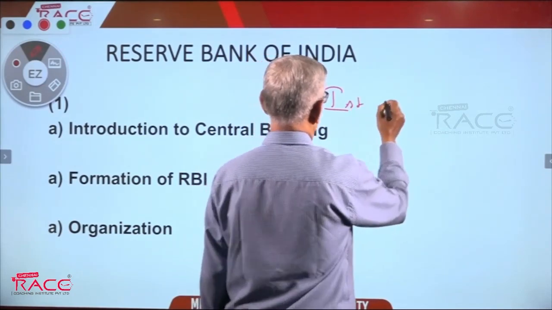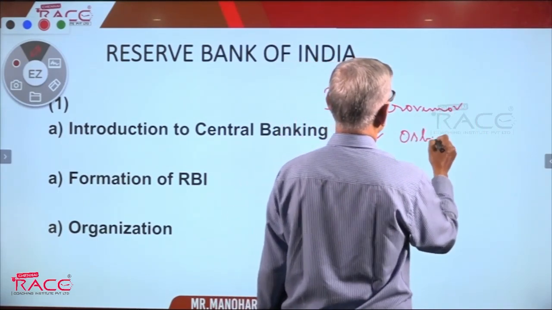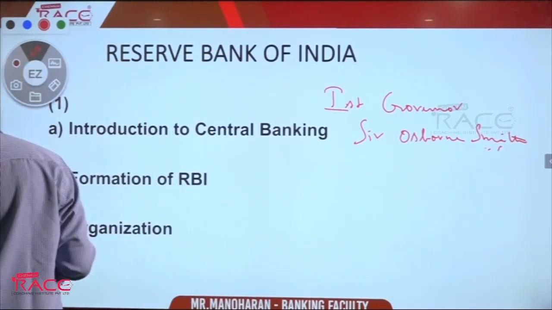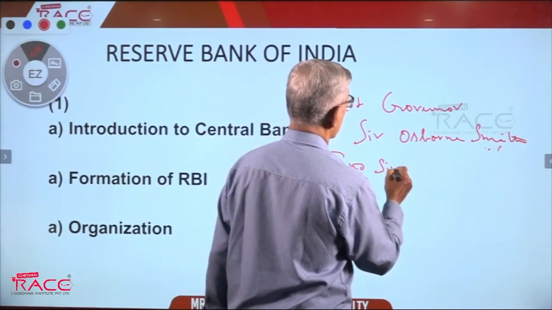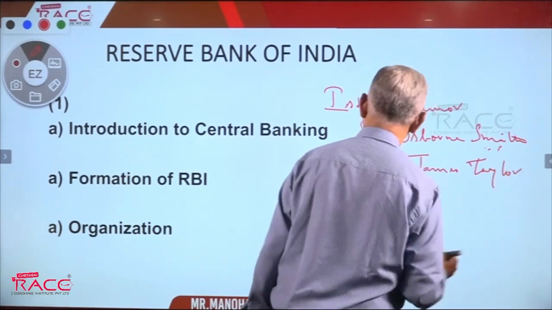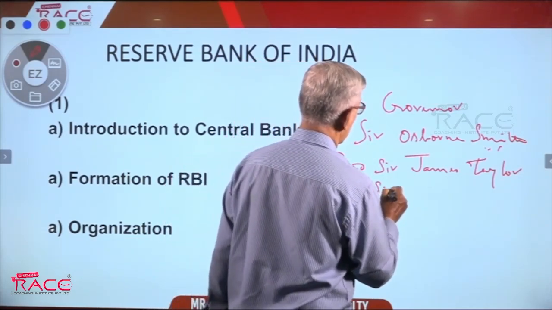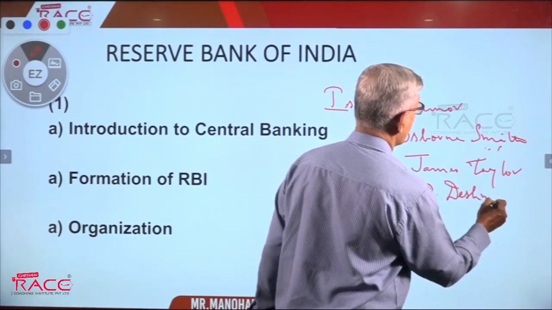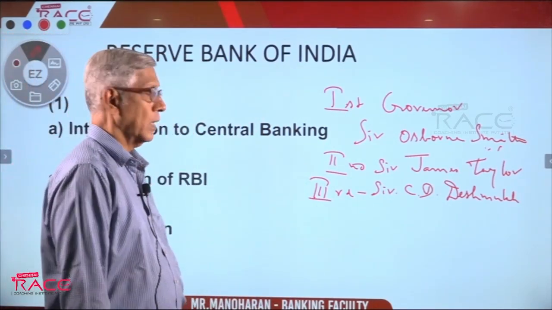The first governor of Reserve Bank of India is Sir Osborne Smith, and the second one is Sir James Taylor. The third one is an Indian governor. He is the first Indian governor, Sir C.D. Deshmukh. Okay. So these are all the prominent governors in the initial stages who guided the Reserve Bank of India.